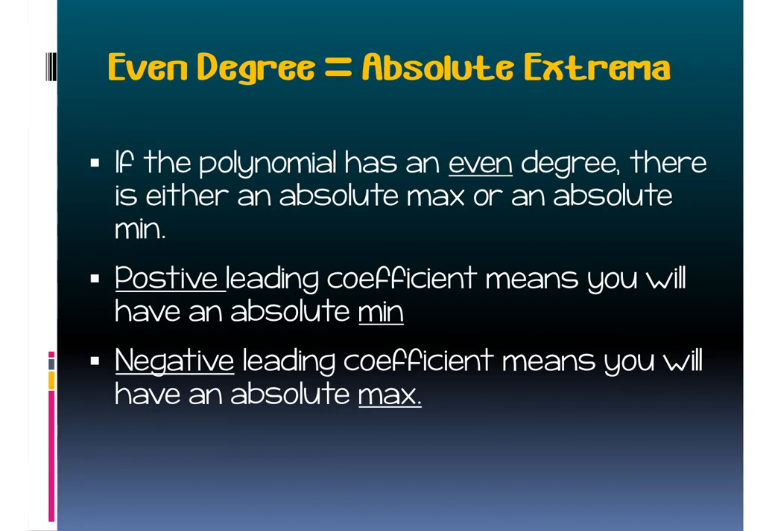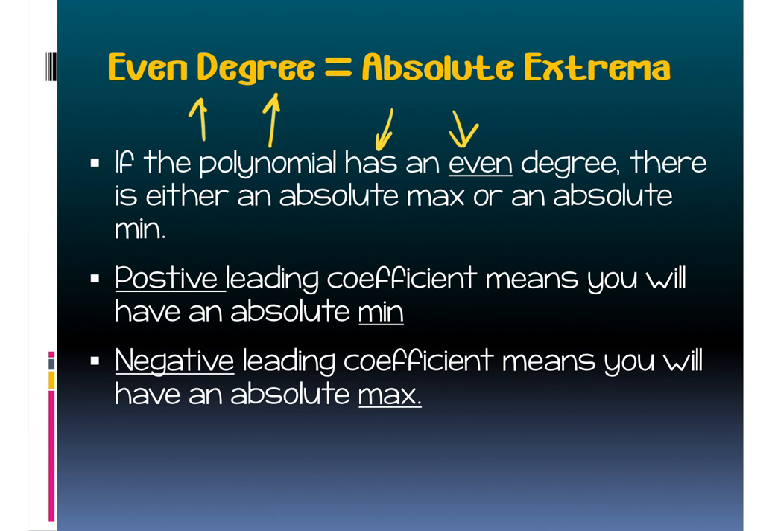All right, even degree and absolute extrema. If the polynomial has an even degree, there is either an absolute max or an absolute min. Think about why this is happening. We'll get to end behavior later, in 1-6. If you remember from Algebra 2 honors, if it's an even power, then they either both point up or both point down. So think of a parabola, right? X to the second, both point up or both point down. X to the fourth, the same thing would happen.